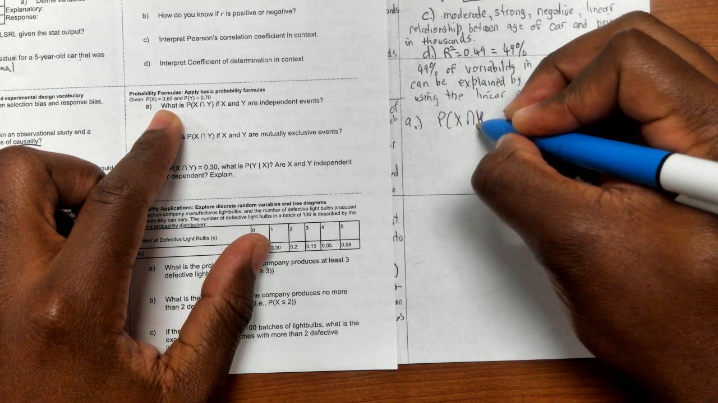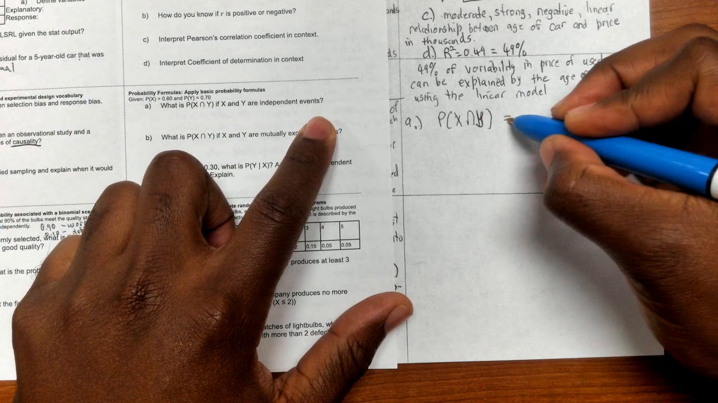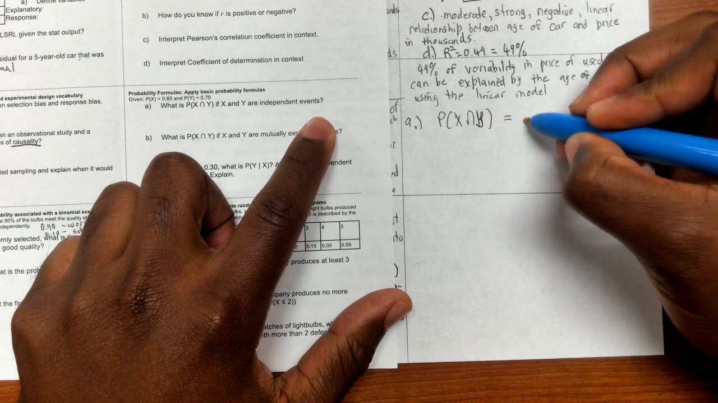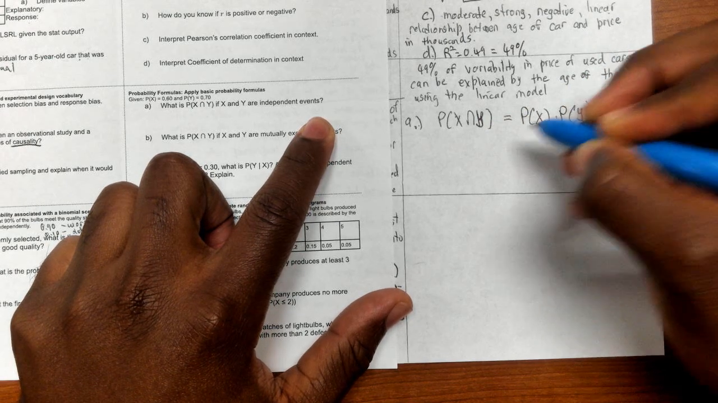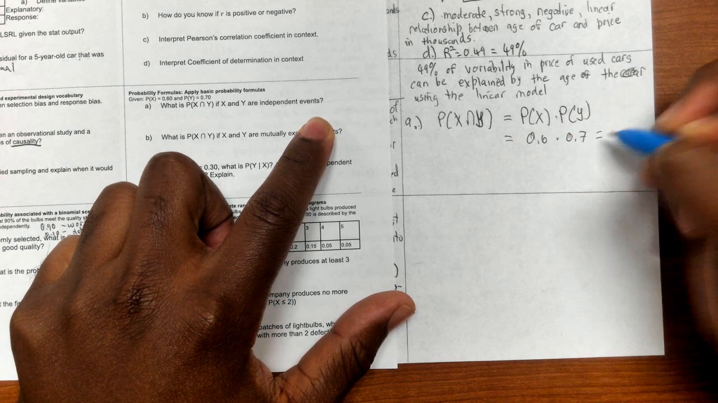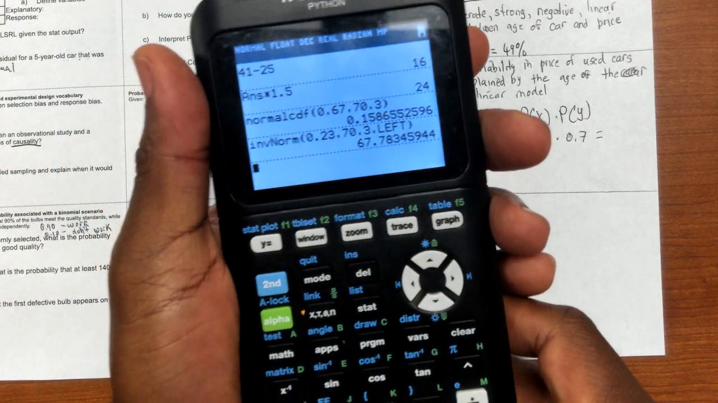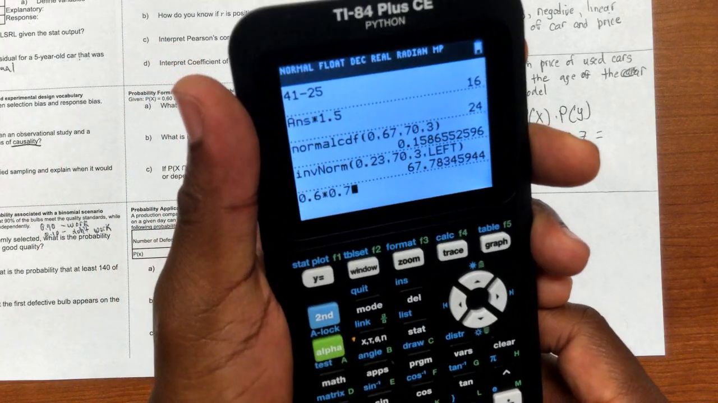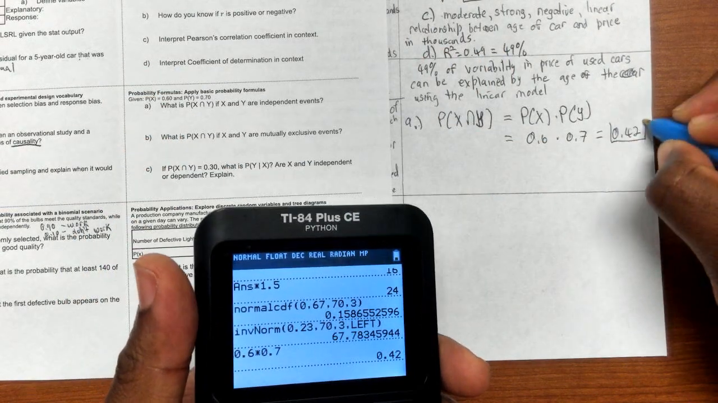All right, I'm so used to saying a and b. So x and y, when x and y are independent events. So you should remember that probability of x and y is just probability of x multiplied by probability of y. All right. So all I would do is just 0.6 times 0.7, which I think is 0.42. Oh, hold on, I might be wrong. I think it's 0.42 though. 0.6 times 0.7. Yep, 0.42. Okay. So very easy, very straightforward.